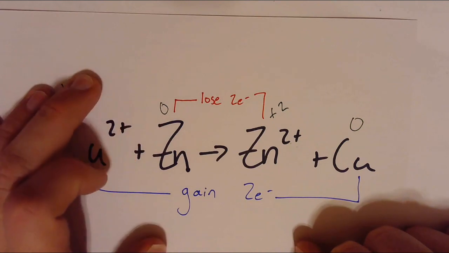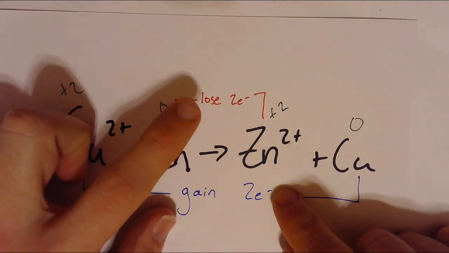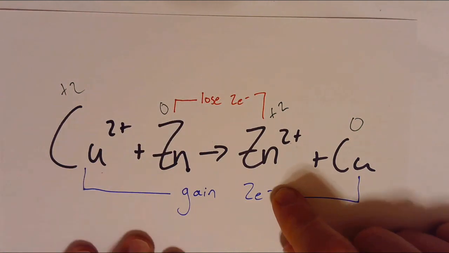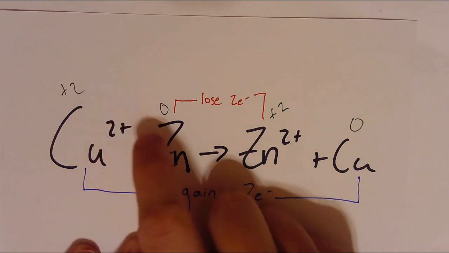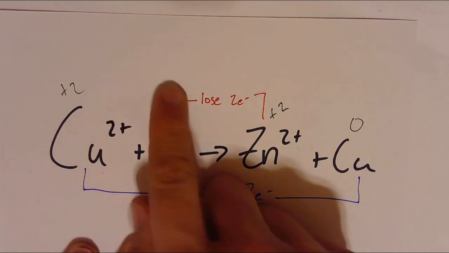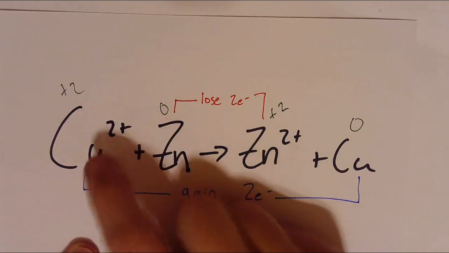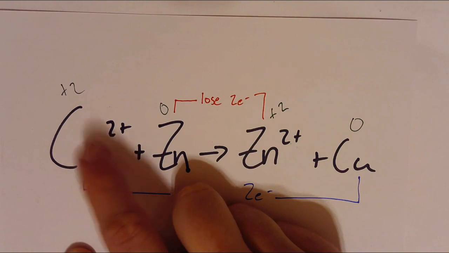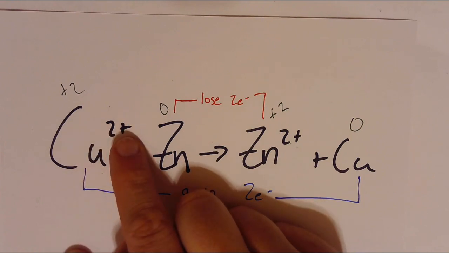But I want you to notice something. See, if this lost electrons and this gained electrons, then that means the electrons flow from here to here, right? That I have electrons moving physically from one chemical to another. And that has a special name.